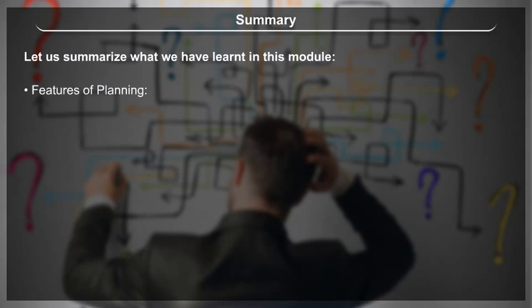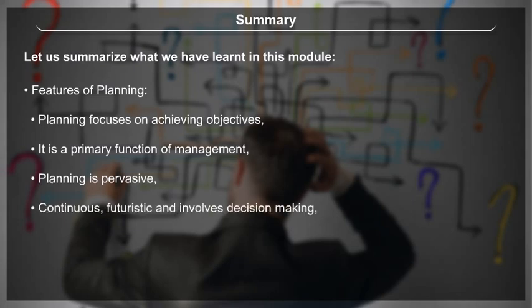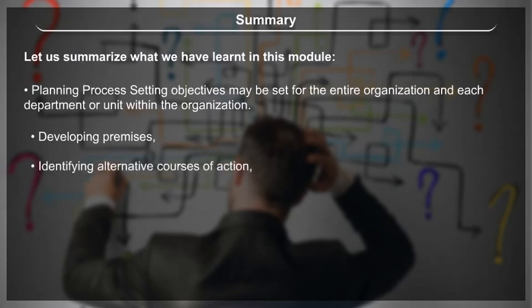Features of planning. Planning focuses on achieving objectives. It is a primary function of management. Planning is pervasive, continuous, futuristic, and involves decision-making. It is a mental exercise. Planning process: setting objectives may be set for the entire organization and each department or unit within the organization. Developing premises. Identifying alternative courses of action. Selecting an alternative. Implement the plan. Follow-up action.